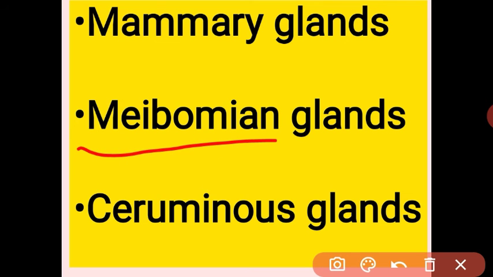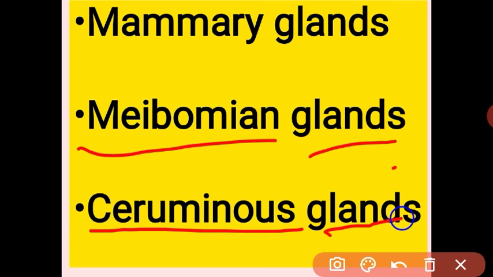Next is the meibomian gland. It is also a modified sweat gland, present in the eyelid region. It secretes oil, and its main function is to lubricate the margin of the eyelids and prevent the overflow of tears.